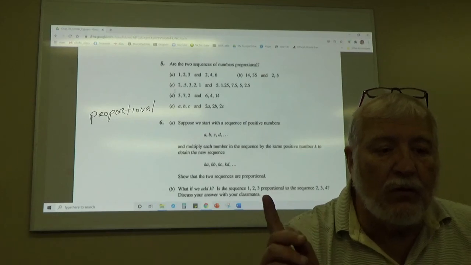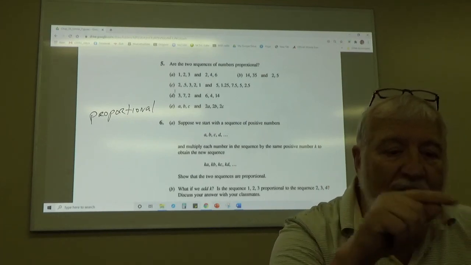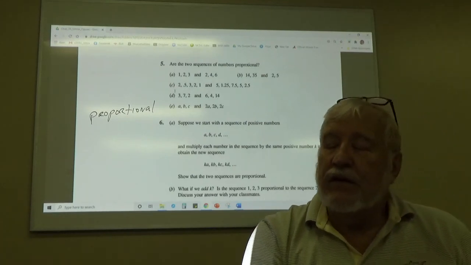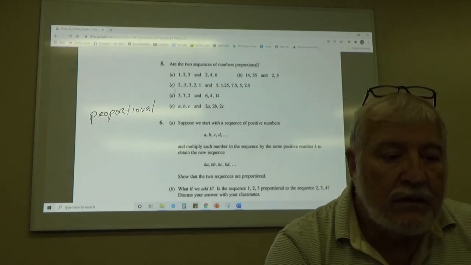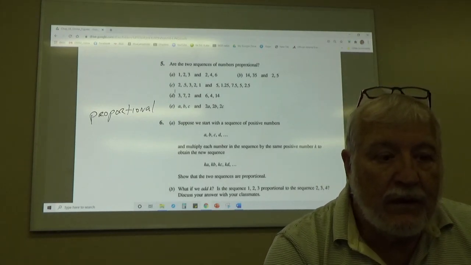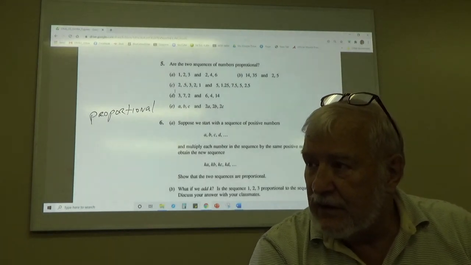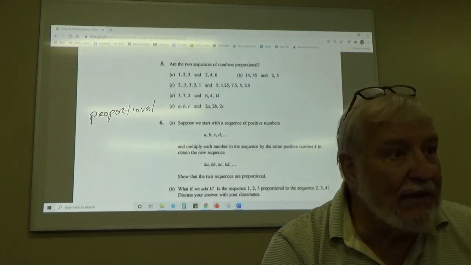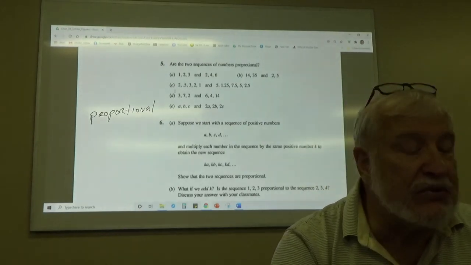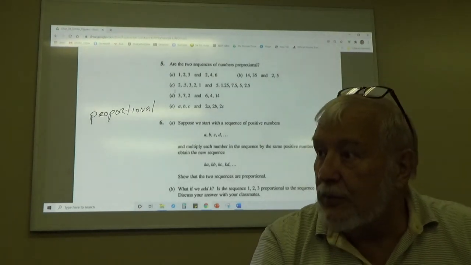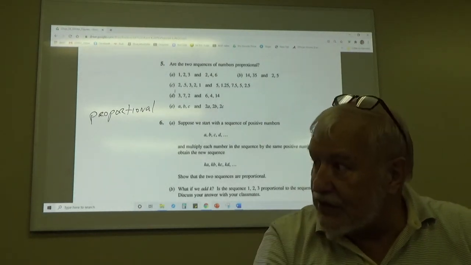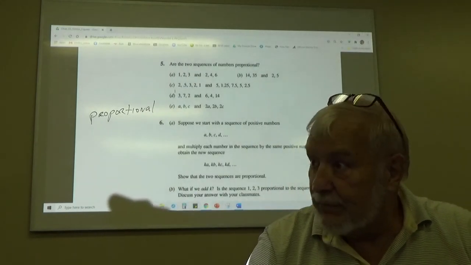Okay, now don't erase it. So now do 0.5 over 1.25. 0.4. All right, 3 over 7.5, 0.4. So do they have the same ratio? So are they proportional? Yeah. How do you know? Because the ratios are all the same.